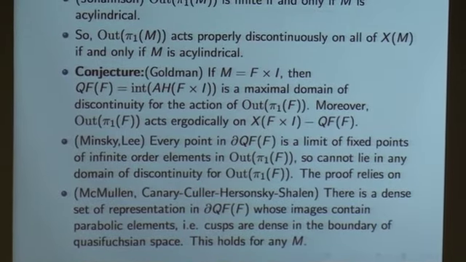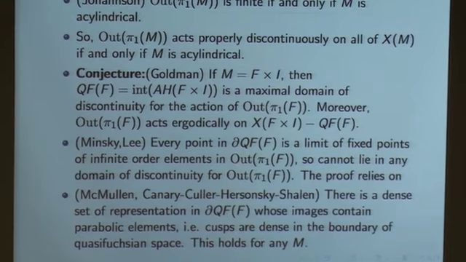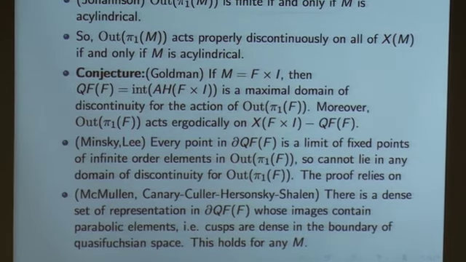And what Goldman conjectures is that quasi-Fuchsian space is in fact the maximal domain of discontinuity in this situation. And moreover, on the complement, the action is ergodic. So there's this very nice dichotomy in the dynamics: properly discontinuous on one set, ergodic on the complement. It's sort of a nice picture.